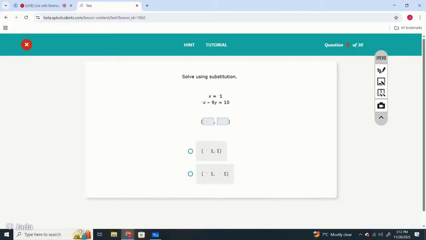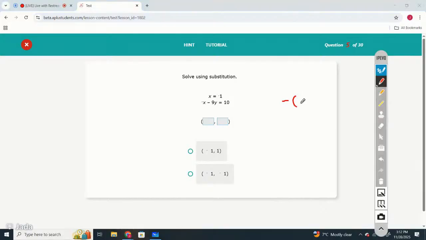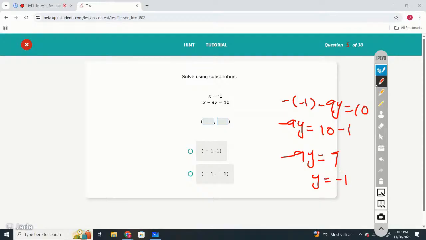Solve using substitution. So x equals negative 1. Let's replace the x with the value. So negative 1 minus 9y equals 10, right? So negative 9y equals 10 plus 1. Negative 9y equals 9. y equals negative 1.